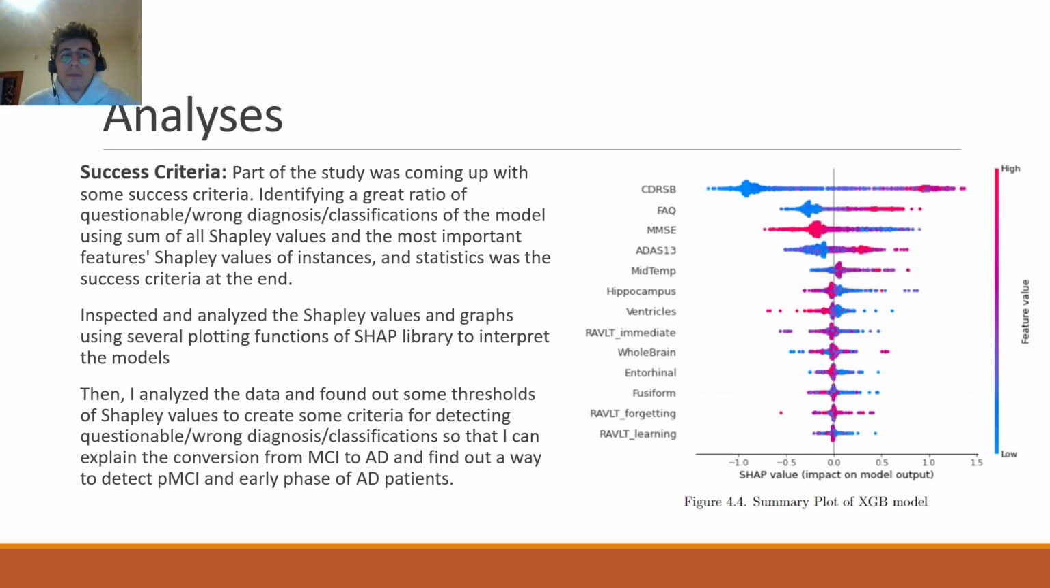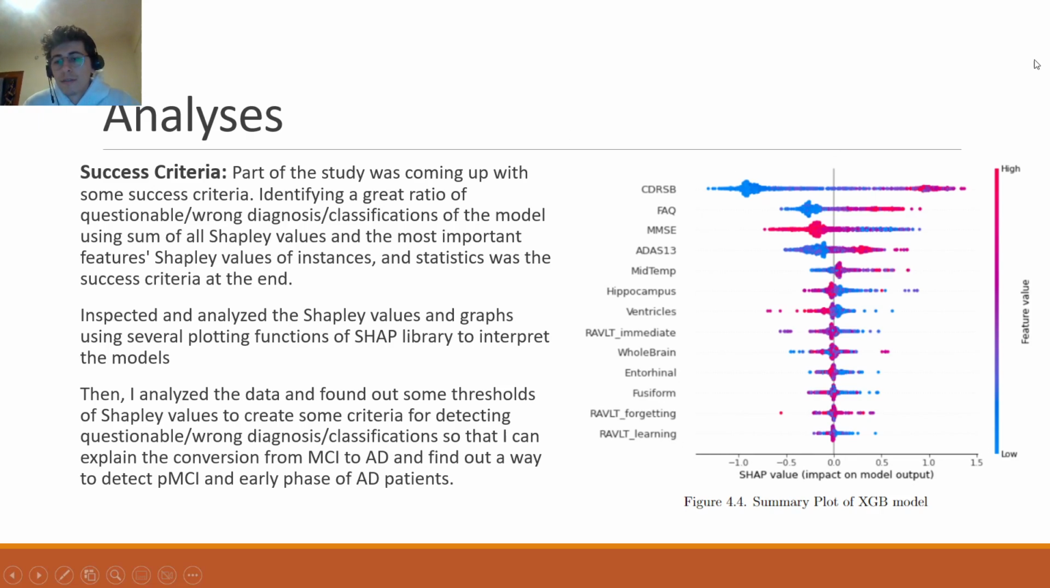Part of the study was coming up with some success criteria, identifying a ratio of questionable diagnosis of the model using sum of all Shapley values and the most important features' Shapley values of instances, and statistics was the success criteria at the end. I inspected and analyzed the Shapley values and graphs using several plotting functions of the SHAP library to interpret the models. Then I analyzed the data and found some thresholds of Shapley values to create some criteria for detecting questionable wrong diagnosis classifications so that I can explain the conversion from MCI to AD and find out a way to detect pMCI and early phase of AD patients.